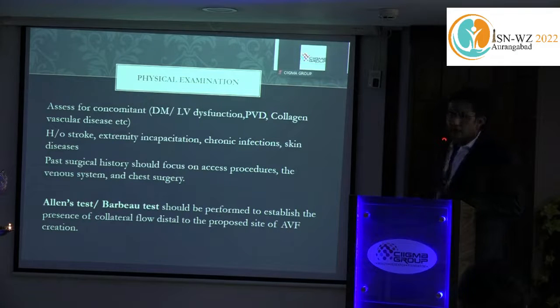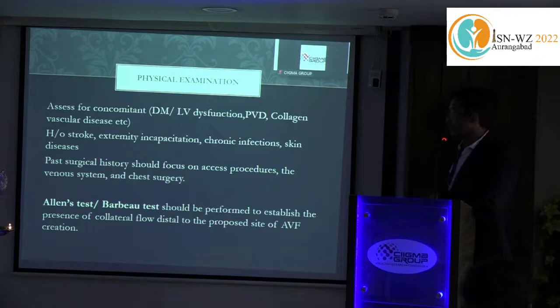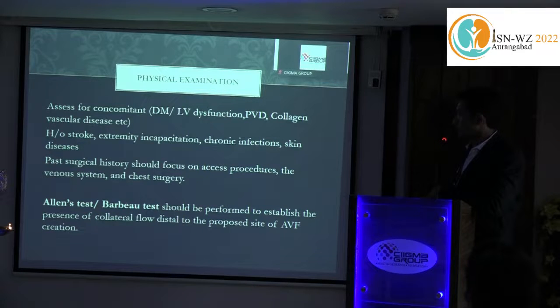As we are dealing with vessels, you need to be careful about people who have diabetic peripheral vascular disease or history of stroke, because in that case you may find atherosclerotic vessels. Past surgical history should focus on prior access procedures, the venous system or chest surgery. You look for whether the patient underwent any major surgeries or permanent pacemakers and so on. A complete thorough physical examination and history is very important.